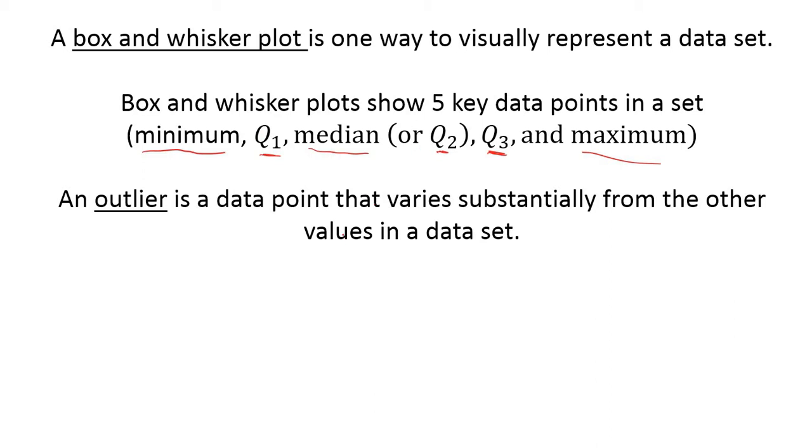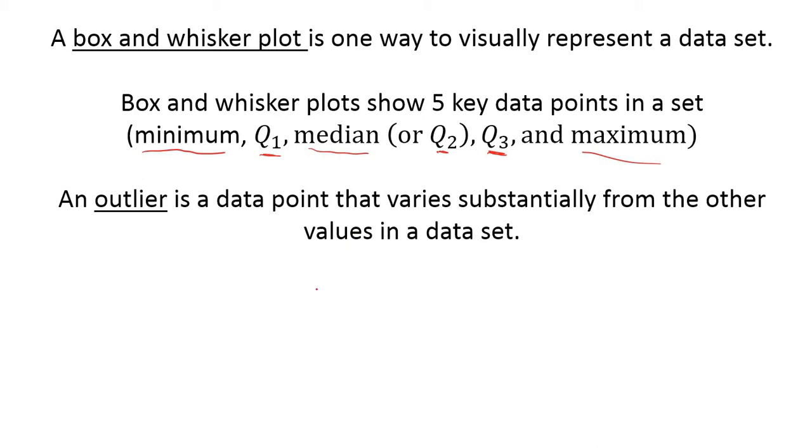Now along with that, we can sometimes get outliers in a data set. What's an outlier? Just like it sounds. It's a data point that varies substantially from the other values. Now we're not going to go into a lot of detail at this point about how you numerically find an outlier. If you see a number that looks like it's way out there from the other ones, we're going to call it an outlier for now, okay?